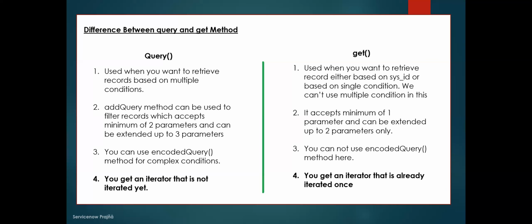Third difference, you can use addEncodedQuery to handle complex conditions along with the query method, but you cannot use addEncodedQuery with the get method. The final difference, the fourth one, is the most important one. When you use the query method, you get an iterator that is not iterated yet, but in the get method, you get an iterator that is already iterated once. Let's try to understand this fourth difference with an example.